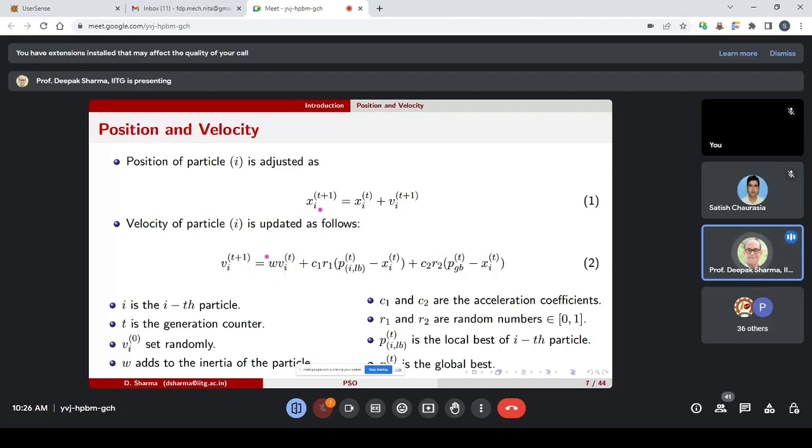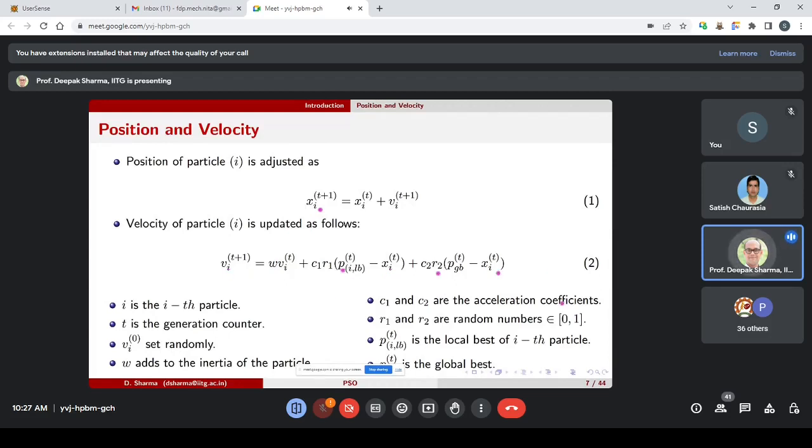Now we can see that this velocity has three components. First of all, let us understand what these notations or parameters are. As I said, i refers to the ith particle, t refers to the tth generation, and v_i^0 means the initial velocity. Generally we set it randomly. Now in the first component we can see omega, this is the inertia of the particle. Similarly, the other two, c1 and c2, are constant parameters. We call them acceleration coefficients. Then r1 and r2 are random numbers lying between 0 and 1. A computer generates a random number for us to include in this equation.